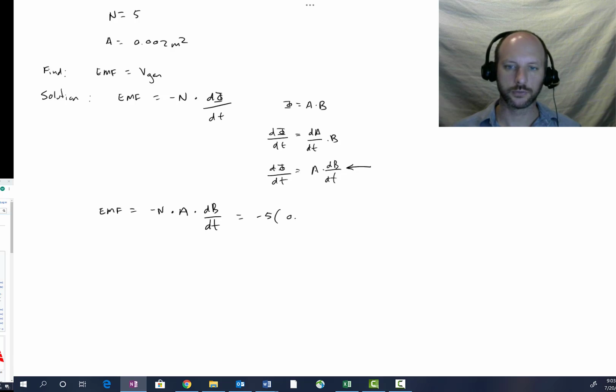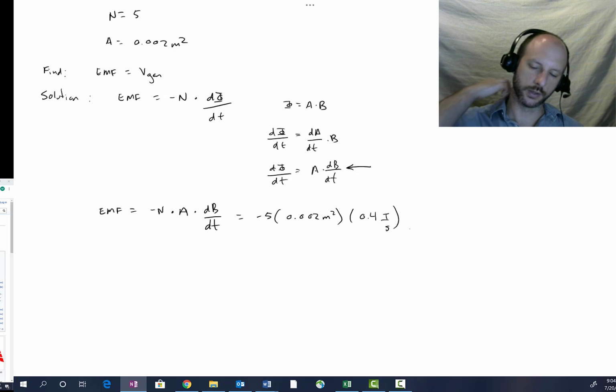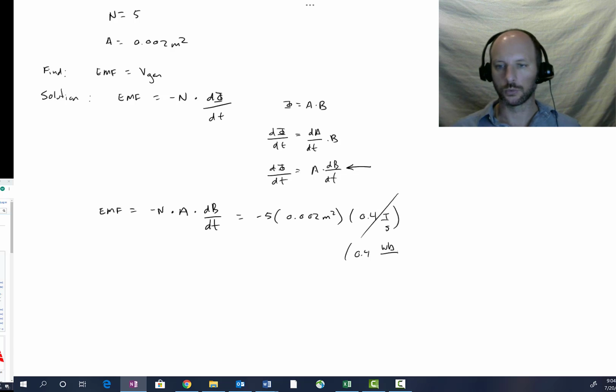We get minus 5 times 0.002 square meters, and we need to multiply that by 0.4 Teslas per second. So we immediately notice we have a unit cancellation problem here, and that's why I introduced that 1 Tesla is a Weber per square meter. So if we replace that with the base units of a Weber per square meter, we need to make sure we retain our seconds in the denominator, because that's a Weber per square meter per second.